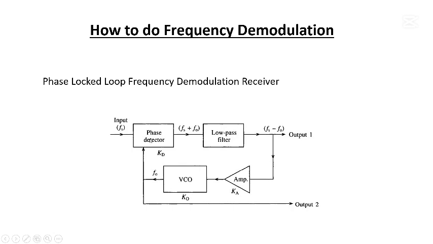What will this block do? This block will generate a voltage based on the difference between the input signal and the signal that comes back through this phase detector. The signal comes here, passes through a low pass filter, which is the output. Then, after amplification, it passes through a voltage controlled oscillator.